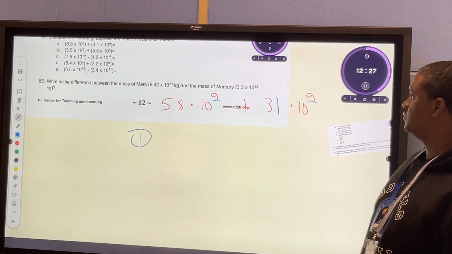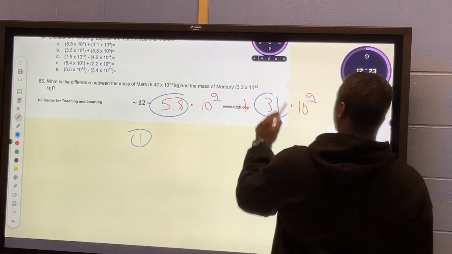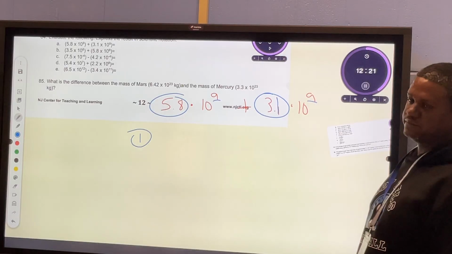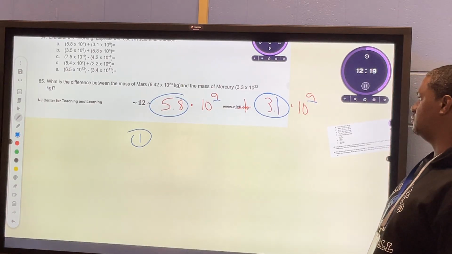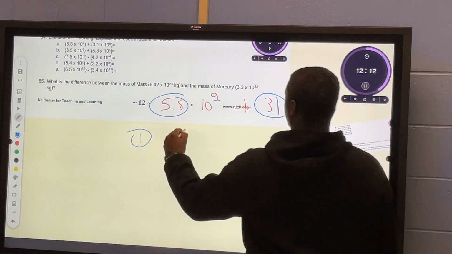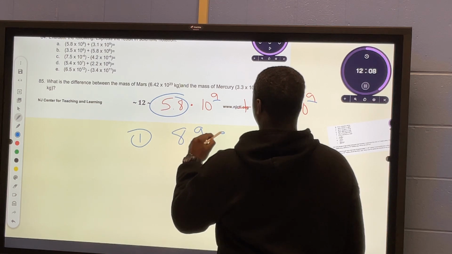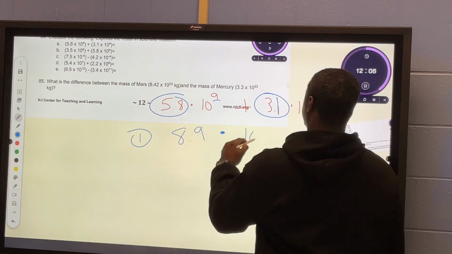Add or subtract the coefficients. Right now we're adding, so we're adding the coefficients. These are my coefficients, and I add them together. So we have 8.9, times 10 to the 9th power. Not plus, times 10 to the 9th.